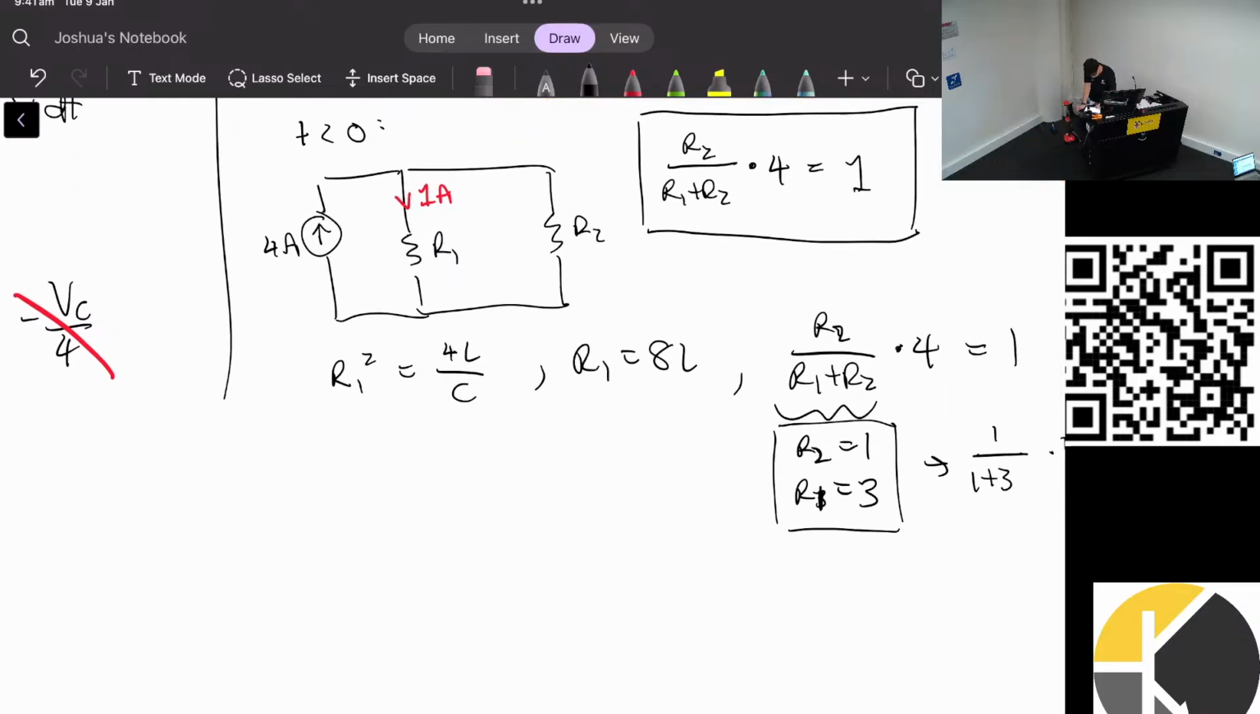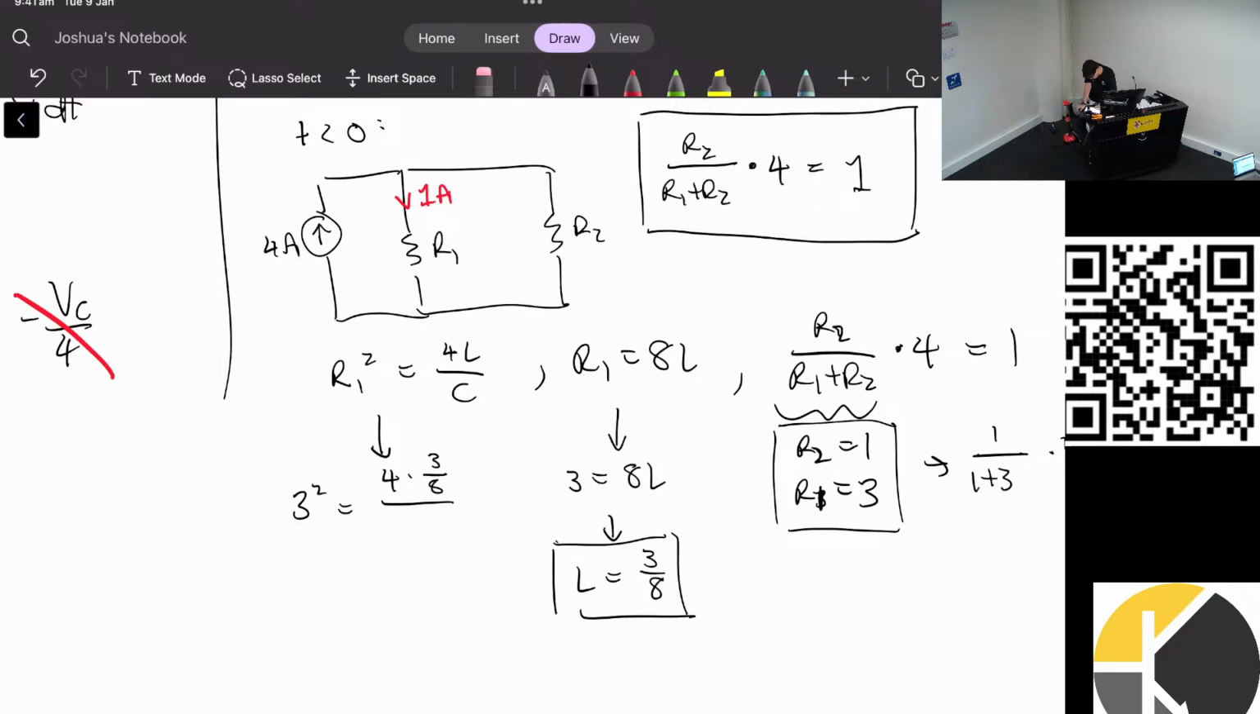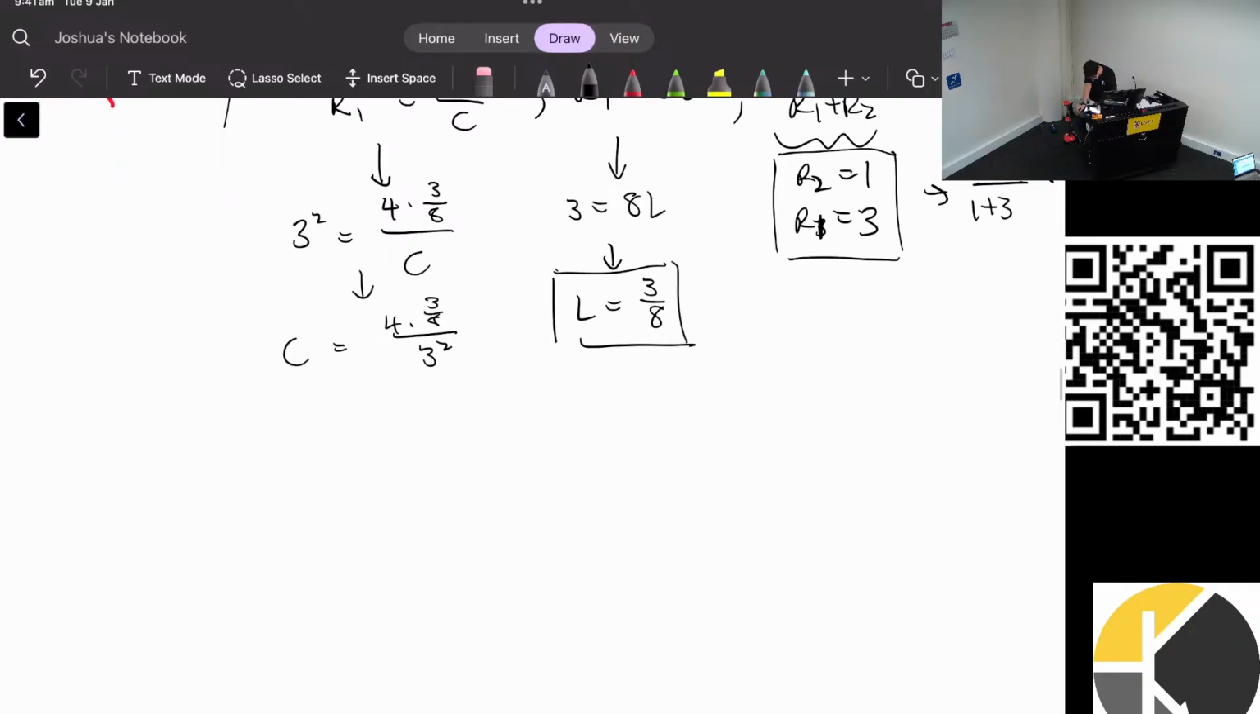So if I want R1 to equal 3, that will give me 3 equals 8L. So then L should be 3 on 8. And last one, we want C. So if R1 equals 3, 3 squared should equal 4 times L, which is now 3 on 8, over C. So then we have C equals 4 times 3 on 8 times 3 squared. And that gives me a value.